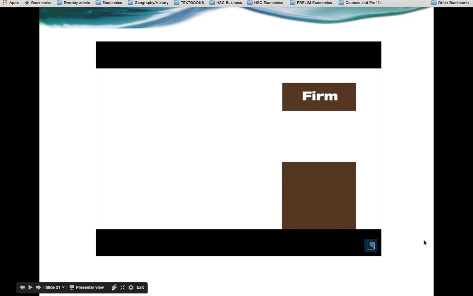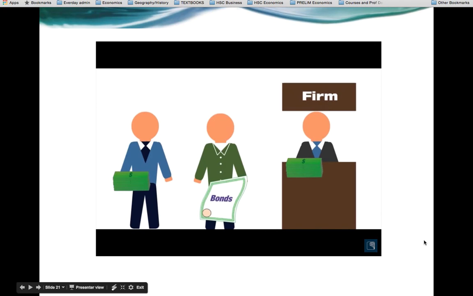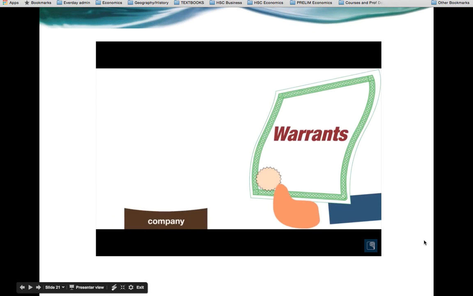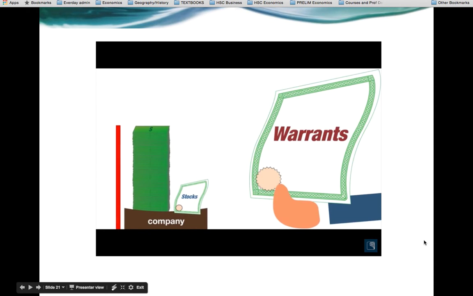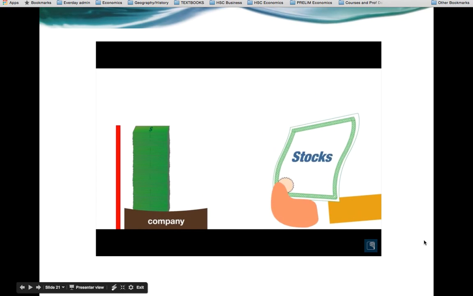Bonds. When a firm needs money, it can issue bonds. The firm receives money from the bond purchaser in return for a commitment to pay that debt later. When a bond is sold on the market, the firm has to pay debt to whoever holds the bond at the time. Warrants. Warrants grant their holder the right to buy stocks in a company at a given price. If the stock prices of a company rise, the warrant can be sold in the market, so someone else will have the right to purchase the stocks.